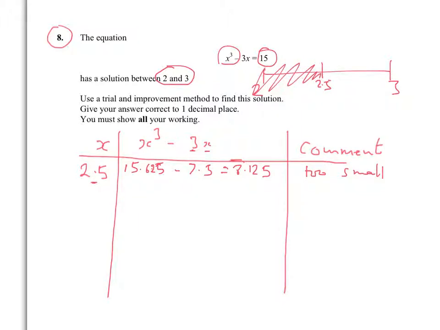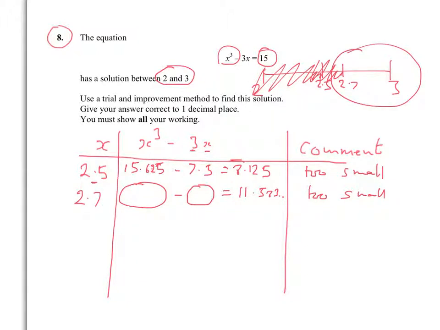So where are we going to try next? Well, I'd try somewhere like 2.7 or 2.8. So I'll go for 2.7 first of all, and if I work that out, I'd do 2.7 cubed, and I'd write the answer that comes out of the calculator there, minus 3 lots of 2.7, and I'd write whatever comes out of the calculator there. And I'm cheating a bit here because I'm getting these numbers off the mark scheme, but if we did that, we'd have 2.7 would give us an answer of 11.583 and some other things. So that is still too small. So we've narrowed it down to 2.5, 2.7 is too small, so we can cross this bit out, and we're in this gap here between 2.7 and 3.